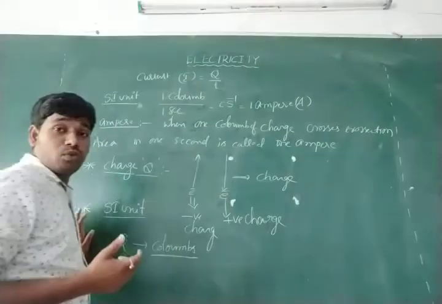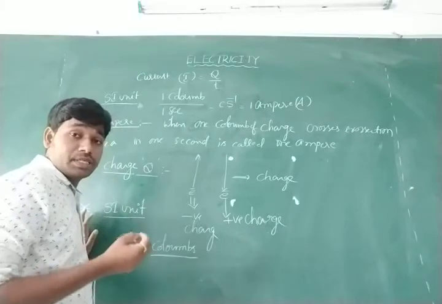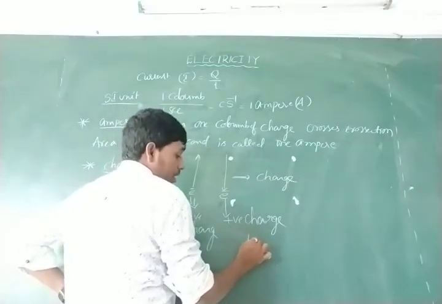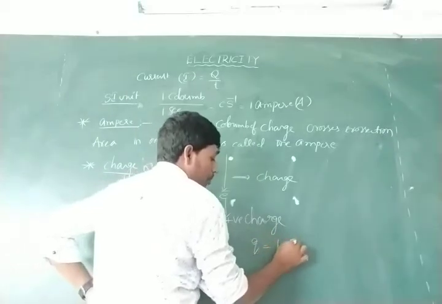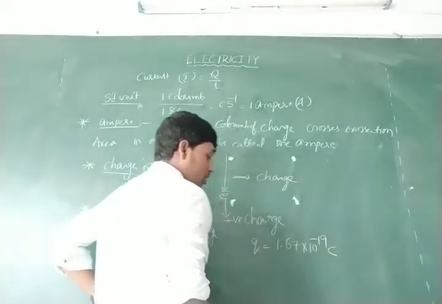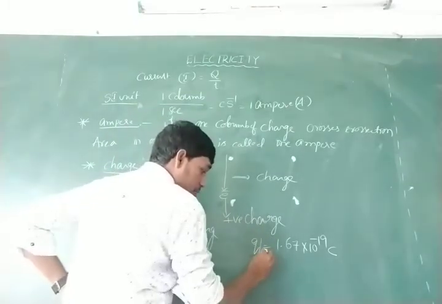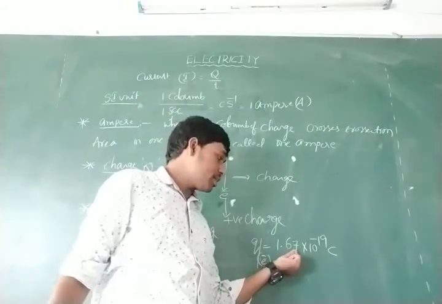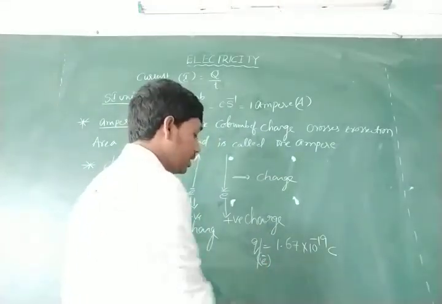Then how many electrons make 1 coulomb? That is what we can see here. If the minimum charge Q is equal to 1.67 into 10 to the power of minus 19 coulombs, it is called 1 charge, or it can also be written as 1 electron. 1 electron is equal to 1.67 into 10 to the power of minus 19 coulombs.